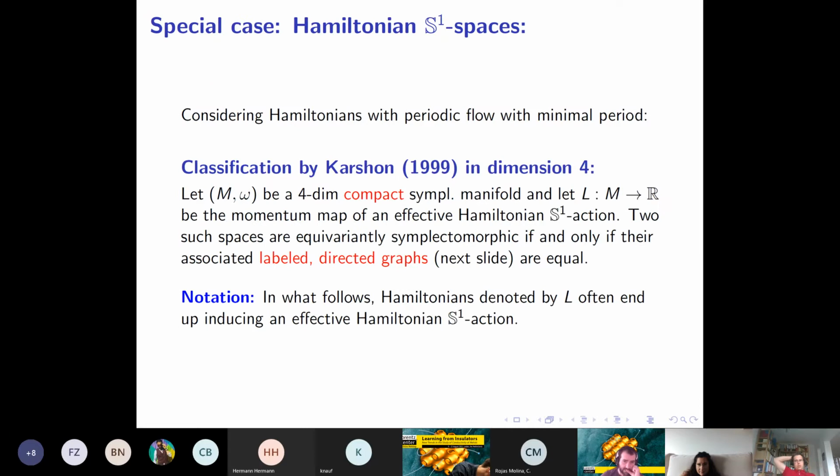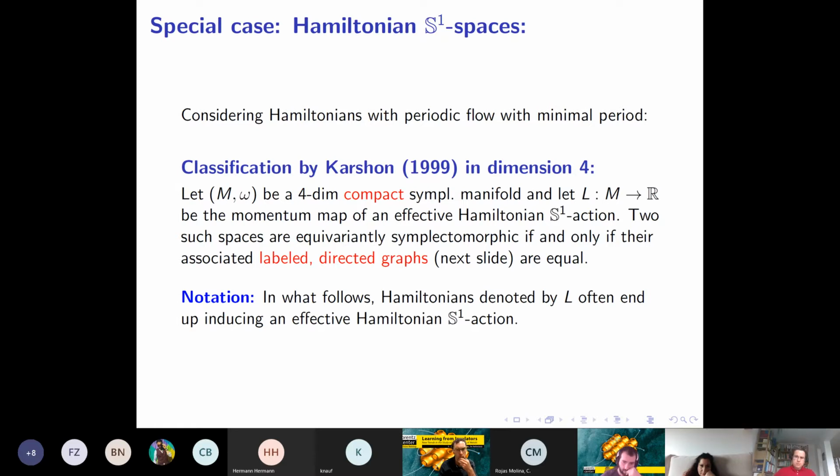At least in pure math, you always ask about classifications. When you just look at the class of Hamiltonian systems, a priori there is no chance to classify anything because it can be anything. But in certain situations, when you impose certain conditions, you can find nice classifications. For example, Karshon did so in 1999 in dimension 4 on compact manifolds. There she could classify systems where the Hamiltonian flow is one periodic and where the action is effective. Technically, you just take the minimal period of that flow as your action.